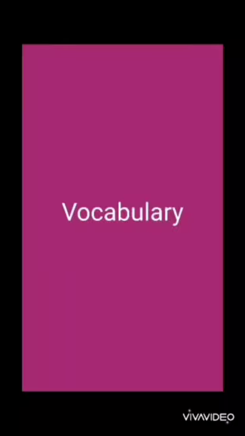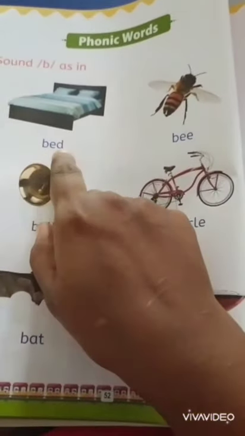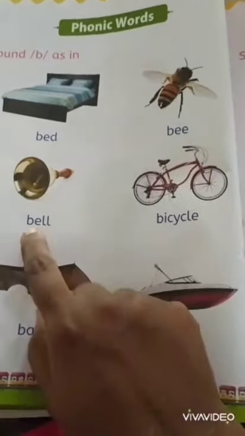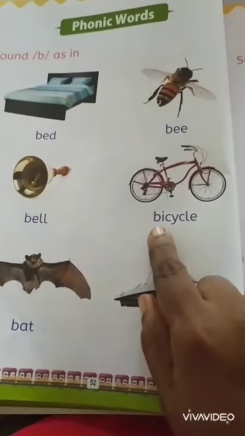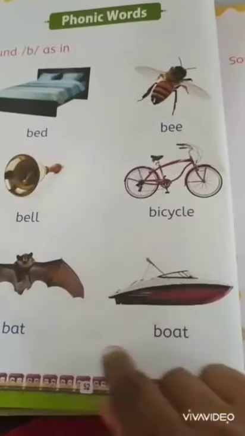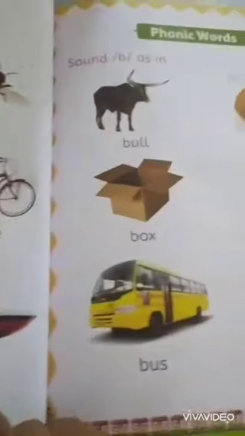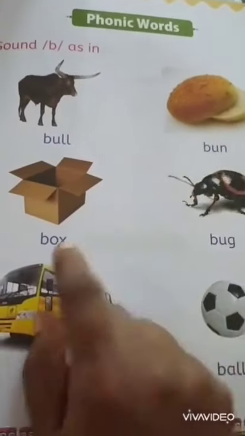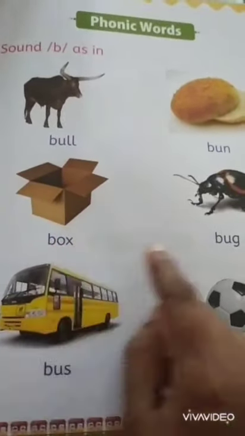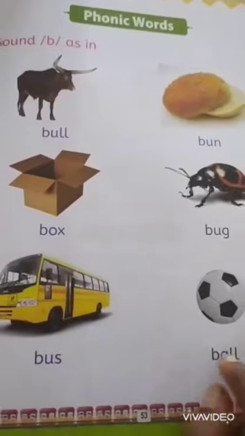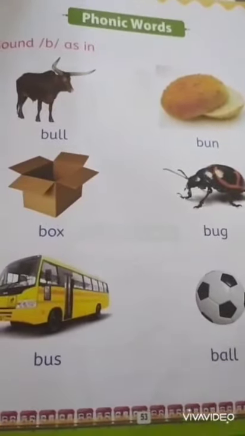Let us learn some words that start with the sound. B. Bed. B. Bee. B. Bill. B. Bell. B. Bicycle. B. Bat. B. Boat. B. Bull. B. Bun. B. Box. B. Bug. B. Bus. B. Ball.